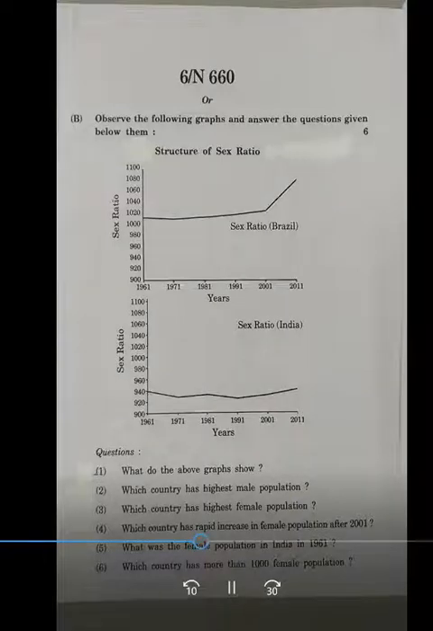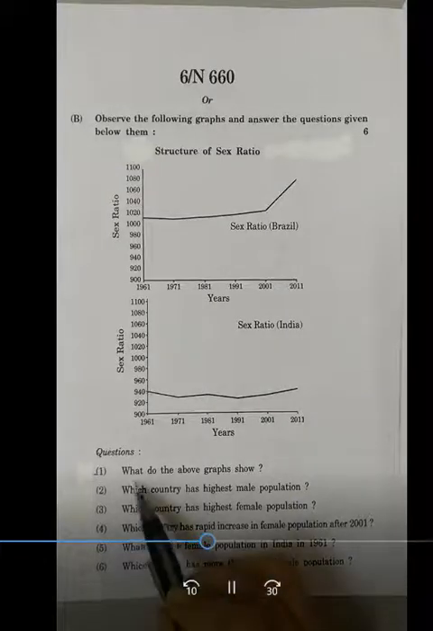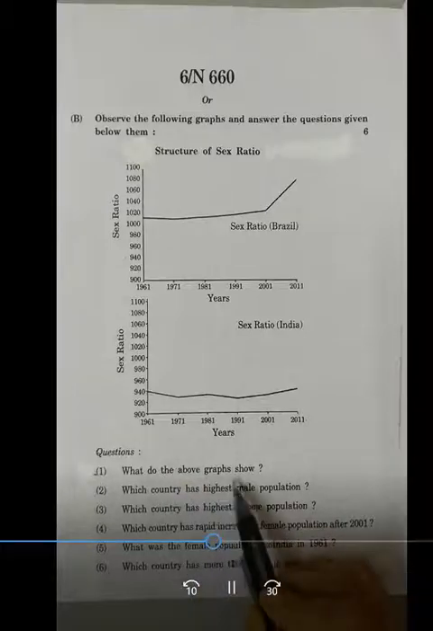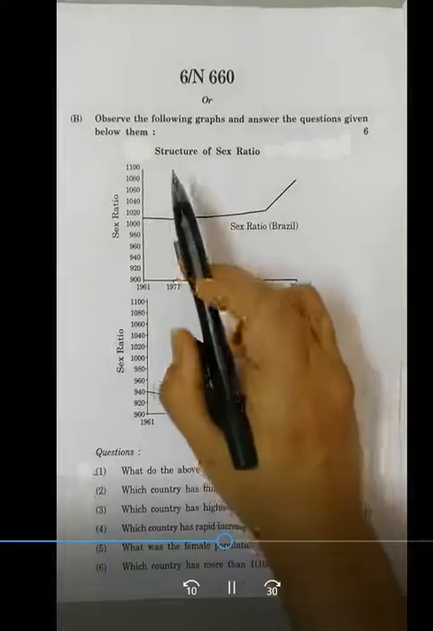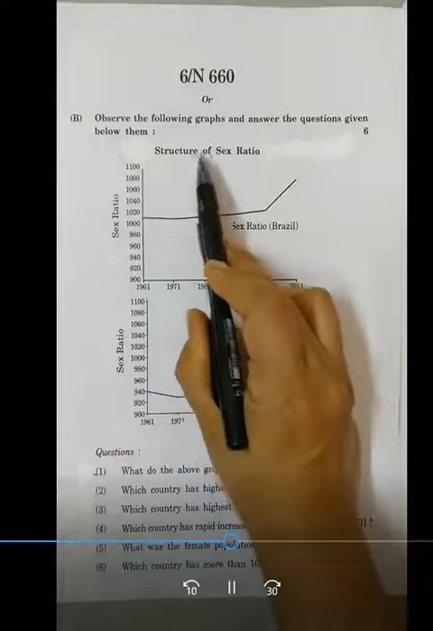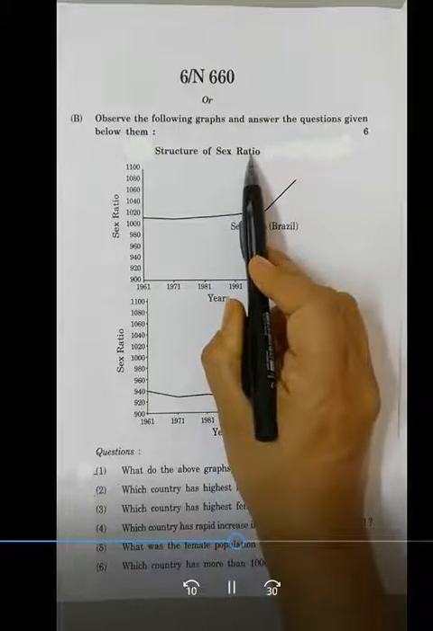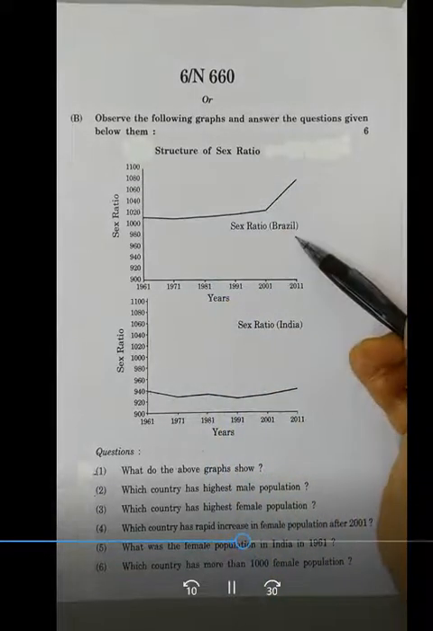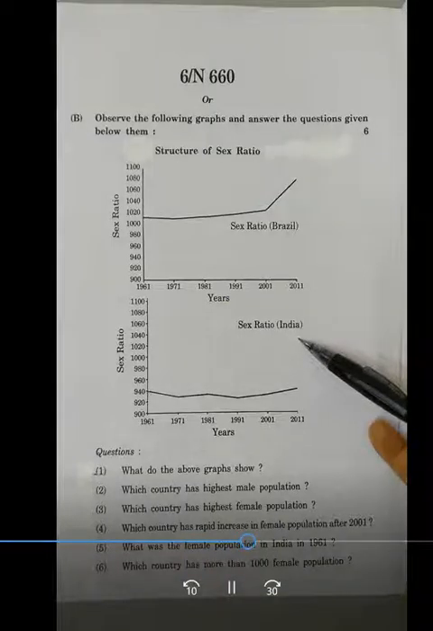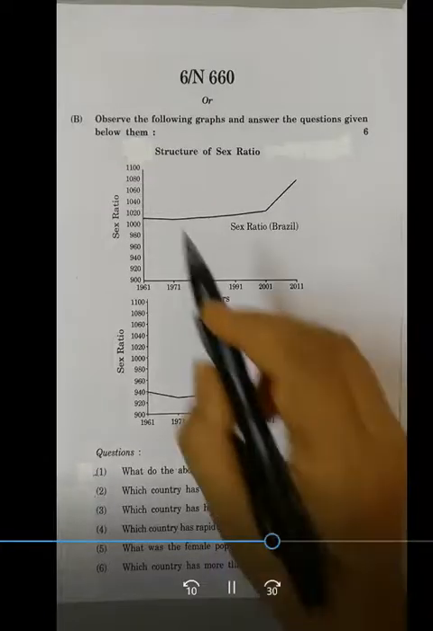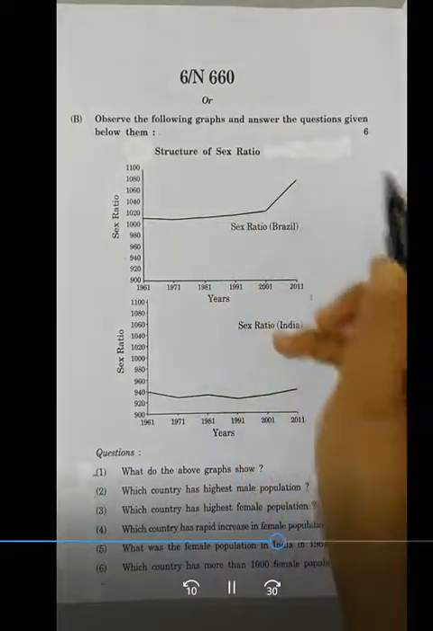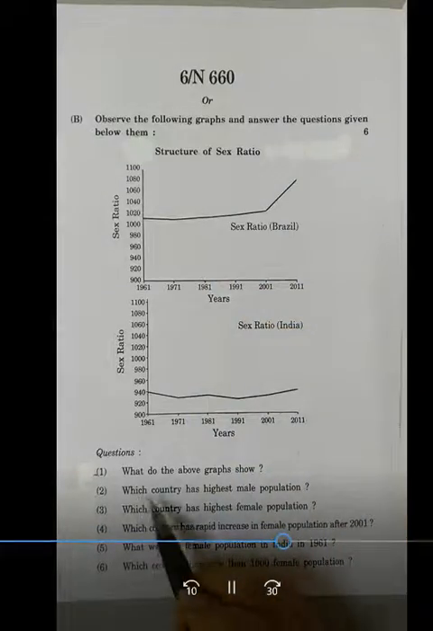Now, let us start answering the questions. Let us take the first question. What does the above graph show? What is the graph about? The graph is about structure of sex ratio of Brazil and India. Here you are going to write the answer in a complete sentence and you are going to underline structure of sex ratio of Brazil and India.